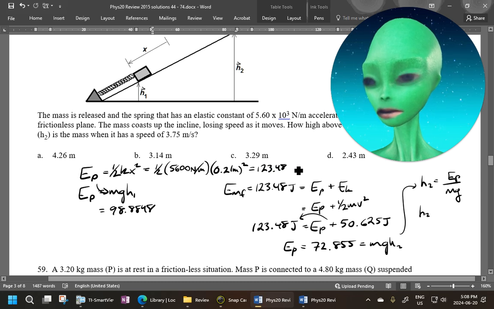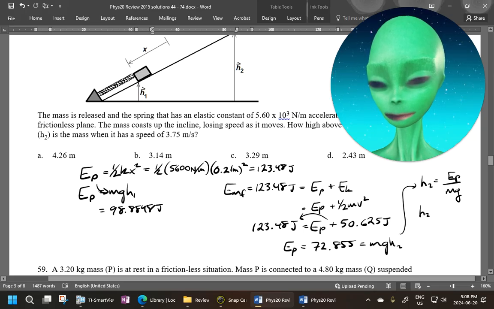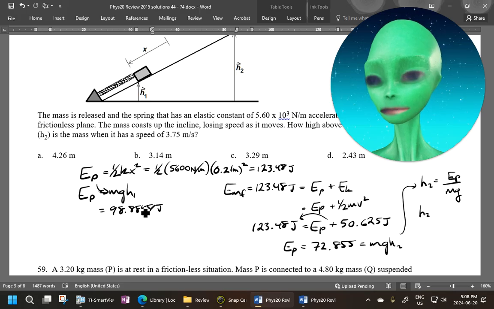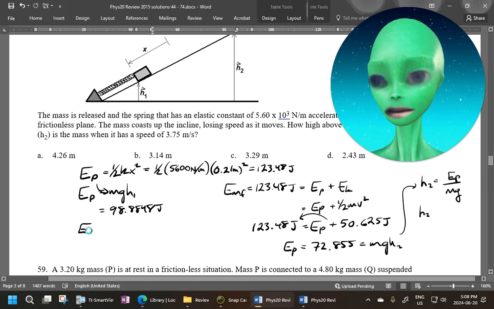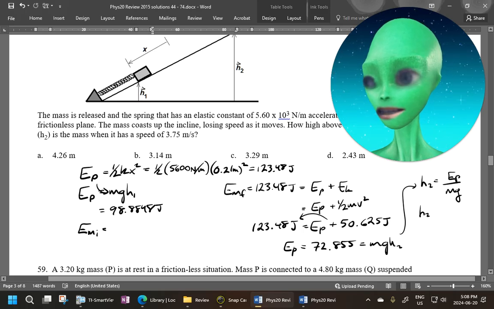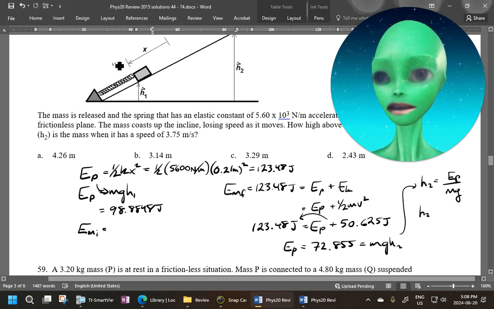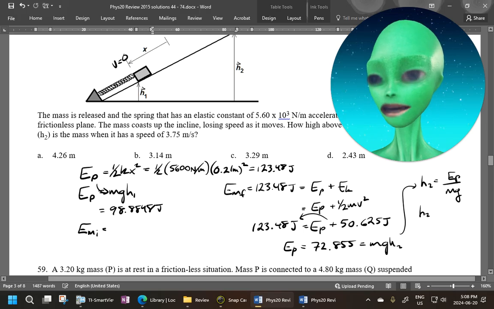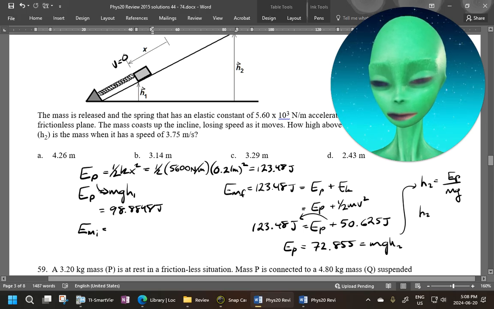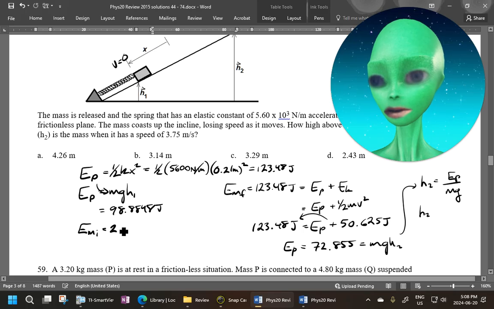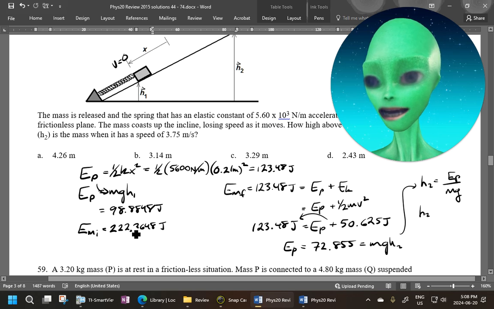It's 123.48 joules there. Okay, let's double check some numbers here. Then my EM, which is the sum of all the energy, not just EK and EP, because at this point V is equal to 0, so there's no EK. So I'm going to add on the 123.4, and this is going to be 222.3648. Sorry about that.